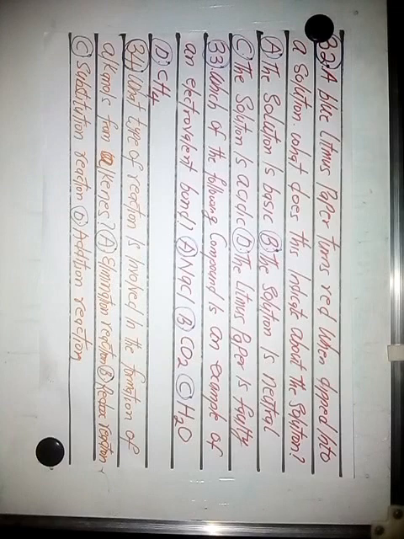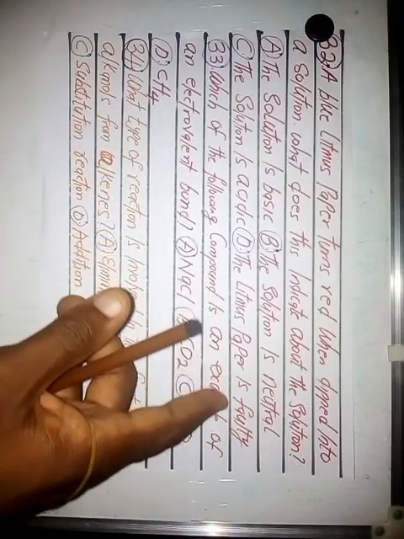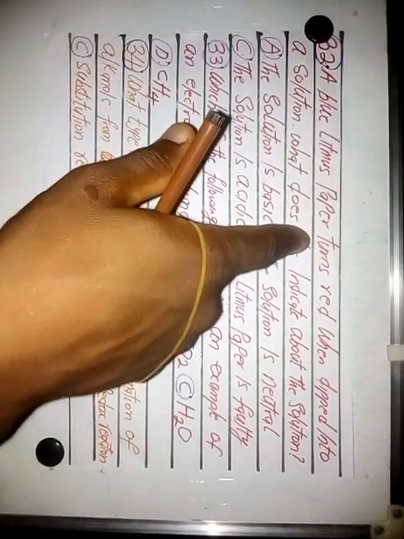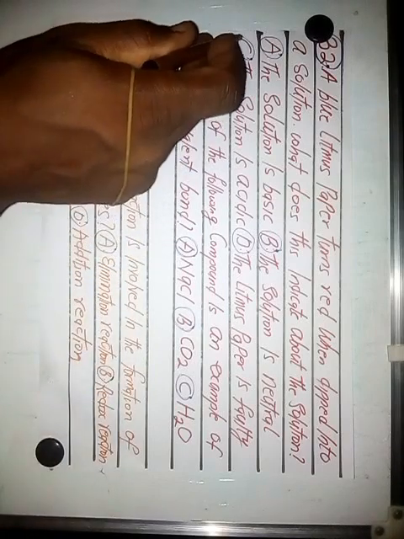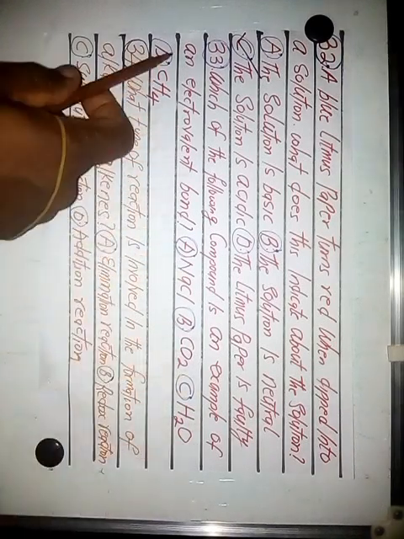A blue litmus paper turns red when dipped into a solution. What does this indicate about the solution? You have A, the solution is basic, B, neutral, C, acidic, then D, the litmus paper is faulty. So they said a blue litmus paper, when it changes to red, you know that it is acidic. So your answer will have to be C, solution is acidic.